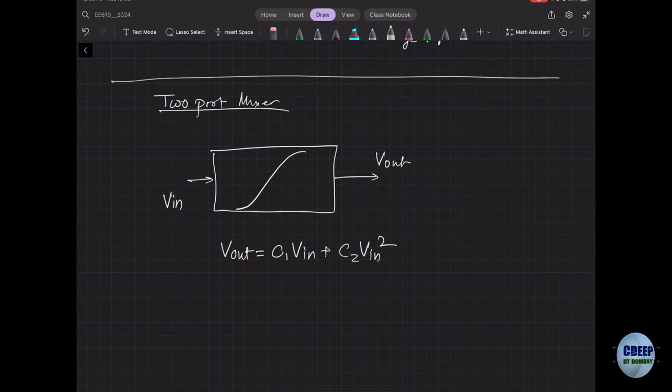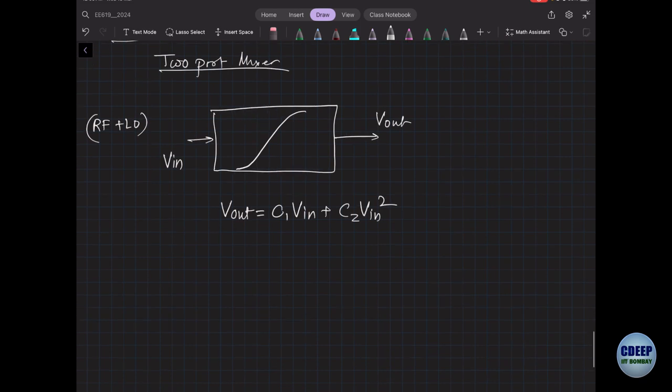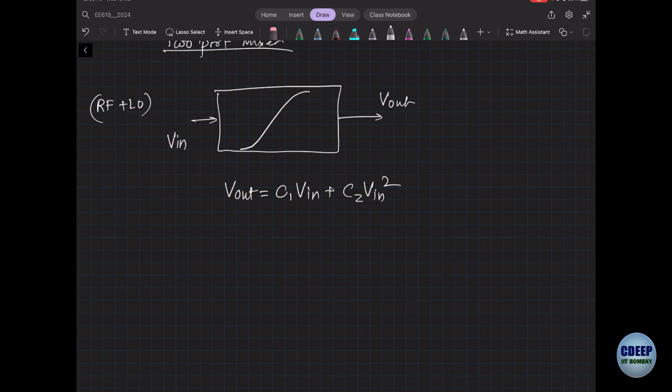Agreed? Okay. So in this case, you could say that I'm applying both RF plus LO. I can just add them and apply to this. Simplest way to do a mixing business, right? So then, when do you think you'll get a multiplication action? Can you imagine? Correct. So V in is, let's say, VRF cos of omega RF t plus VLO cos of omega LO t.